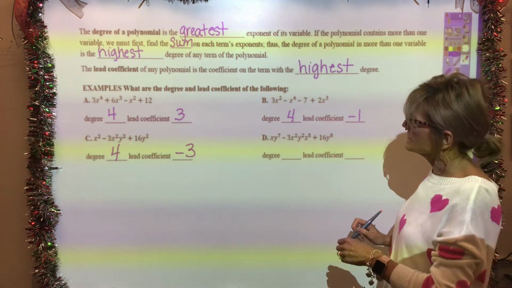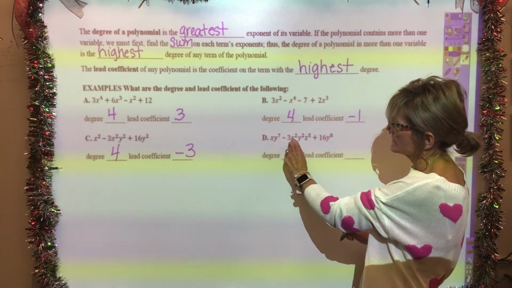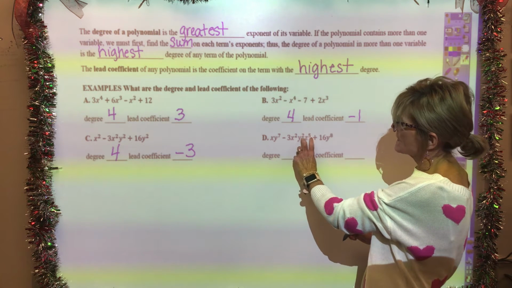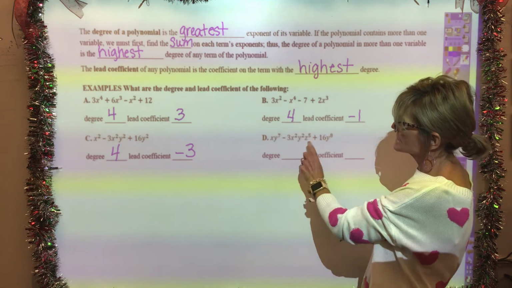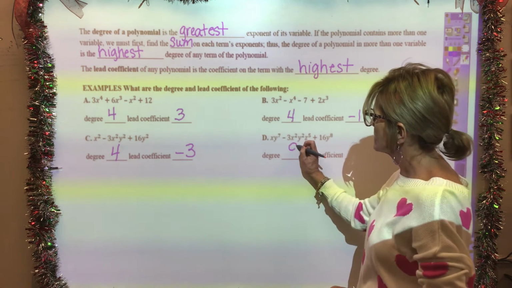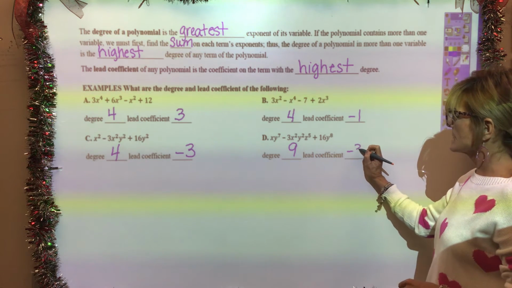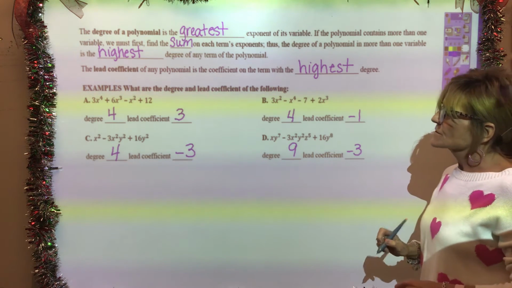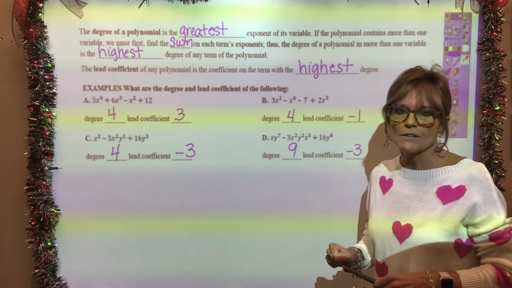On the next one, this is a 1 and 7 would be an 8. 2, 4, 5 would be a 9. And of course this one's an 8. So this is degree 9, with the lead coefficient of negative 3. So that's how you determine the degree and the lead coefficient of a polynomial.